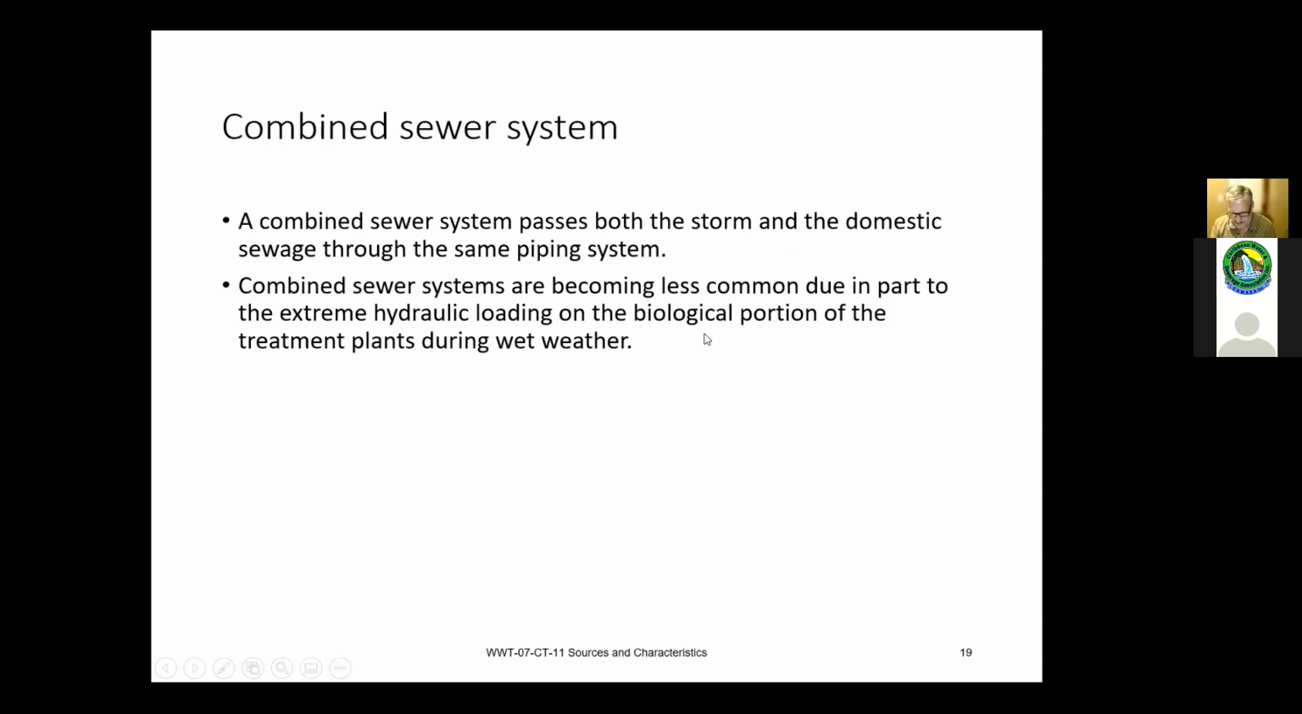The last one is the combined system, which is basically storm and domestic systems tied together. In some areas this works fine. If you have areas with a lot of rain, this could be very detrimental to your plant. In wet weather conditions, a lot of plants will bypass a certain percentage of flow. What they're trying to accomplish is that once you've achieved X amount of flow, it's mostly made up of rainwater, so they just bypass the plant and pump it directly to the receiving stream. Those are typically found in ocean communities, because they get a lot of rainfall.